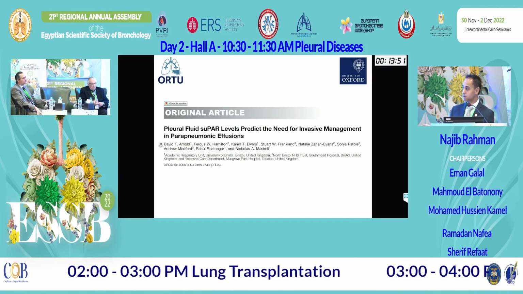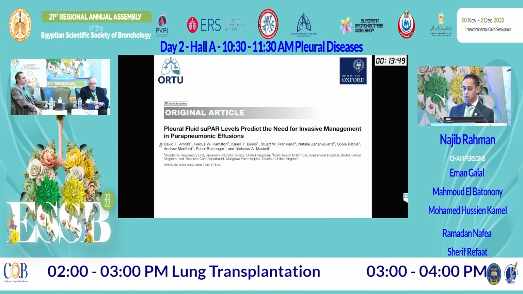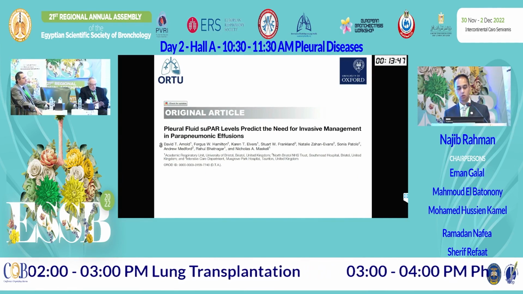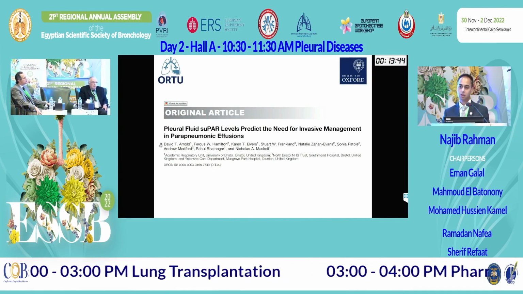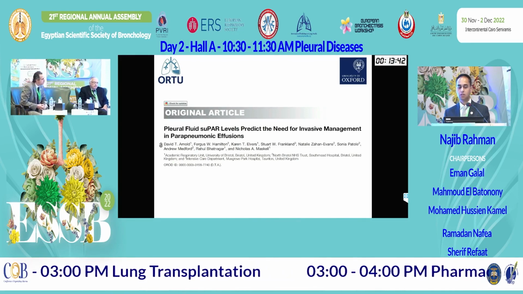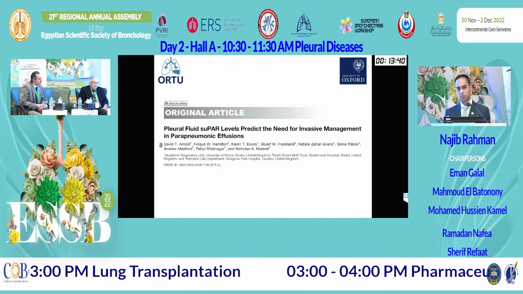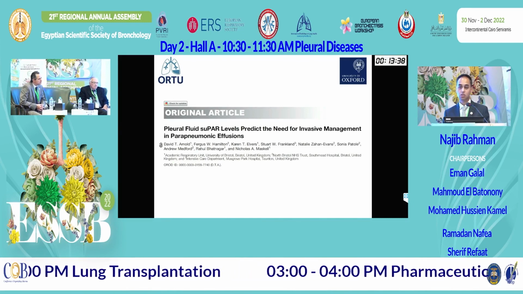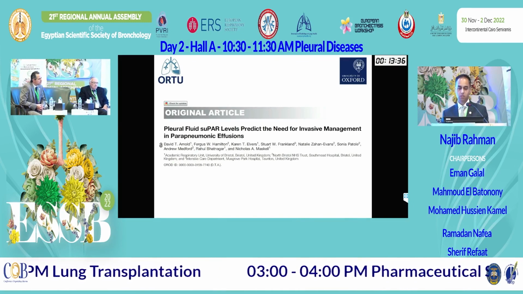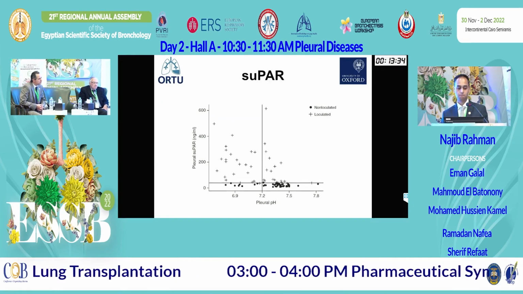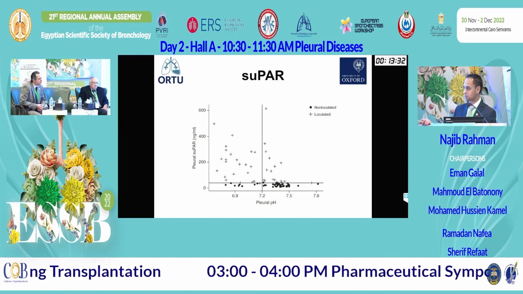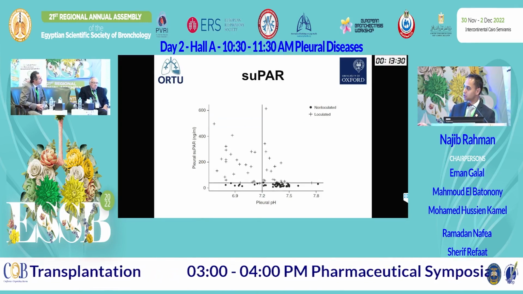So this was David Arnold and Nick Maskell in Bristol. They looked at suPAR, which is soluble urokinase plasminogen activator receptor. So this is one of the key components of the fibrinolytic cascade, which they measured at baseline in patients with suspected pleural infection. And this is what they found. So let me just explain the graph. On the y-axis is the suPAR level.